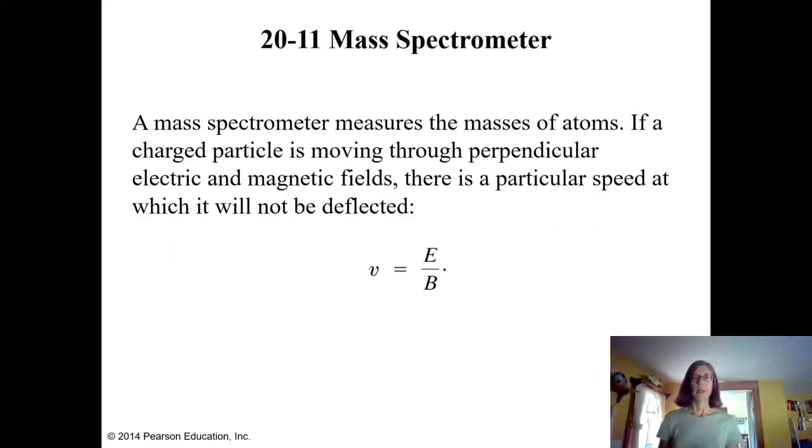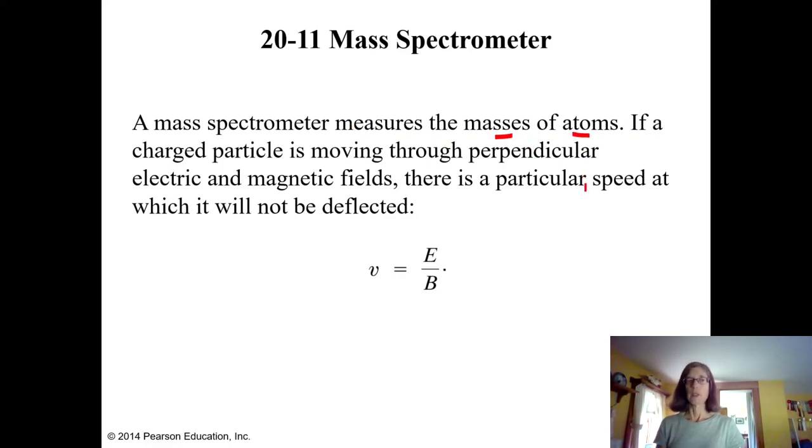All right, one last item in this chapter, and I know I've skipped some sections, so just skip those sections, and any problem solving in those sections. One of the useful tools that we use in forensic science and other science disciplines is a mass spectrometer. And this measures the mass of an atom.